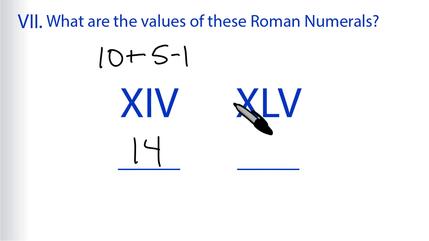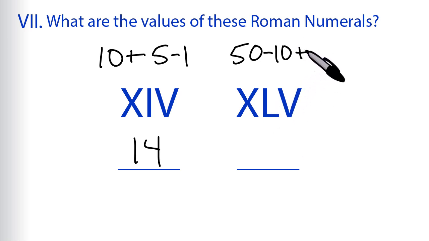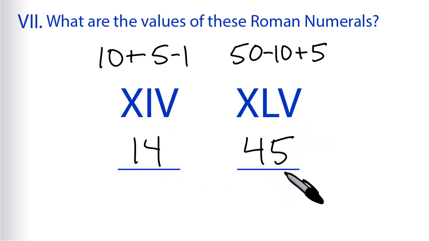For XLV, the X comes before an L, and the L is a greater value than the X. The L stands for 50, and the X stands for 10. So that means that we subtract 10 from 50. So we have 50 minus 10. The V follows the L, so we add the value of the V, which is 5. So 50 minus 10 is 40, and then plus 5 is 45. So the values of these Roman numerals: XIV is 14, XLV is 45.